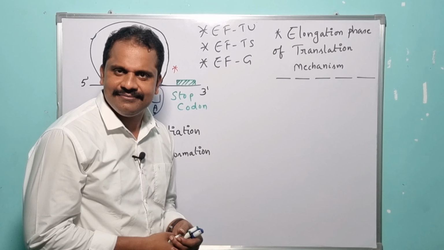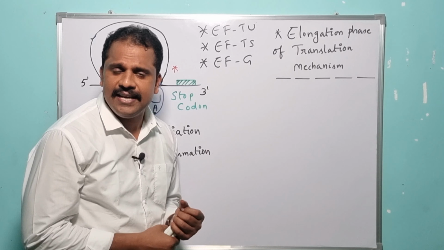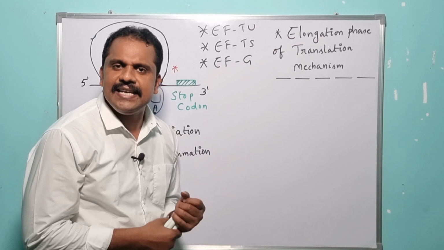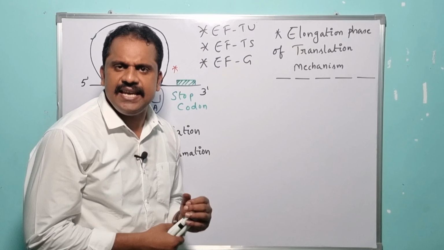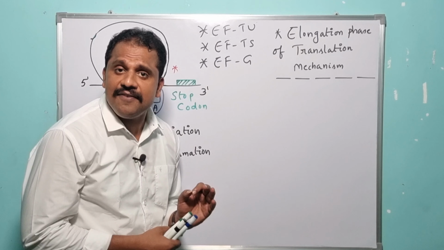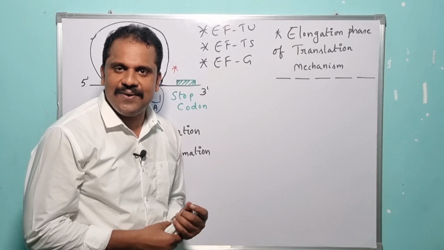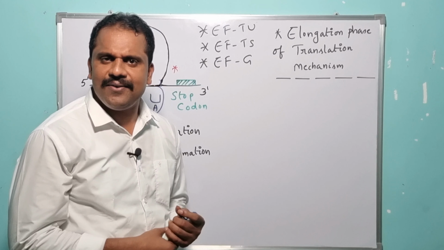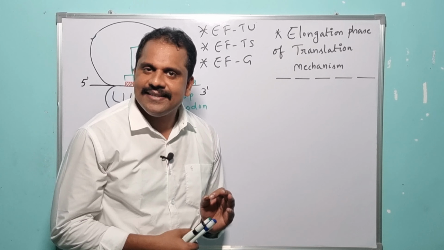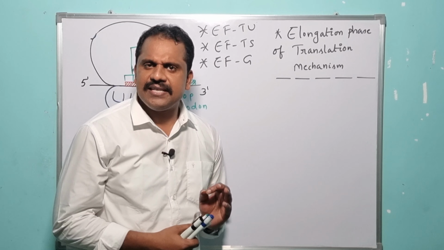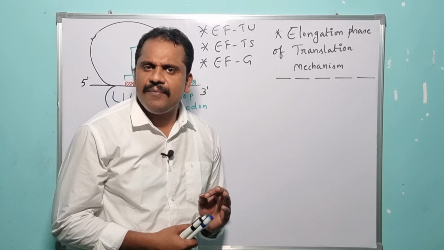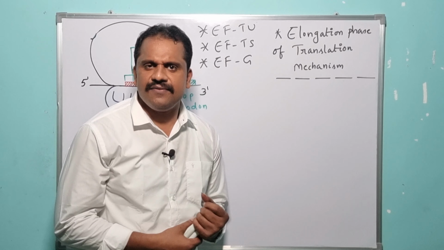Is it okay? Then what is EFTS here? EFTS is a guanine nucleotide exchange factor, or simply termed GEF. And EFG is the specific elongation factor which plays a prominent role in organizing the translocation of mRNA. So these are the three elongation factors which play a prominent role in organizing the elongation phase here.